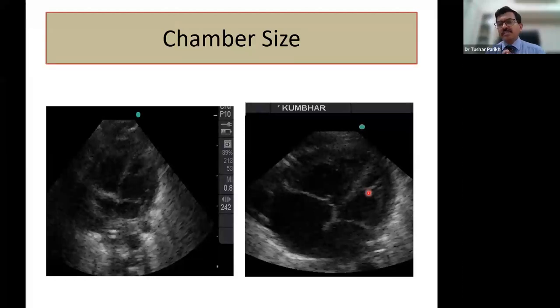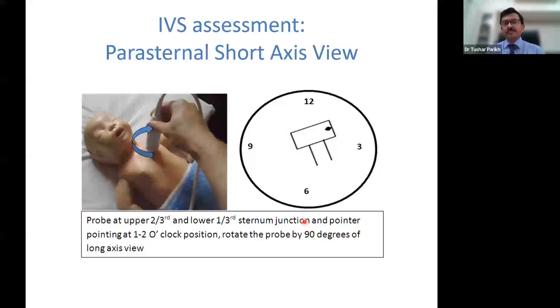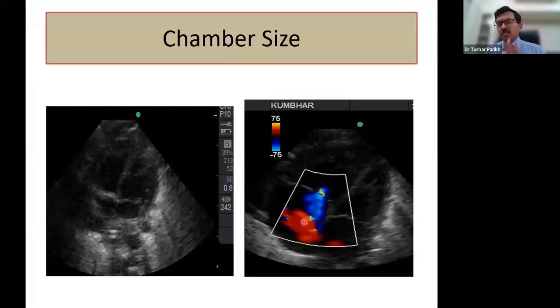What happens is that at the time of birth and the transitional time, the right-sided chambers are equal to the left-sided chambers, and over a period of time, the right-sided chambers regress. The right ventricle becomes very small. It becomes crescentic in shape. So again, just looking at this four-chamber view, I think the baby on the right side is having pulmonary hypertension. And you put color there, and you get a TR jet. Okay. Now, so this is another method. So just looking at it.